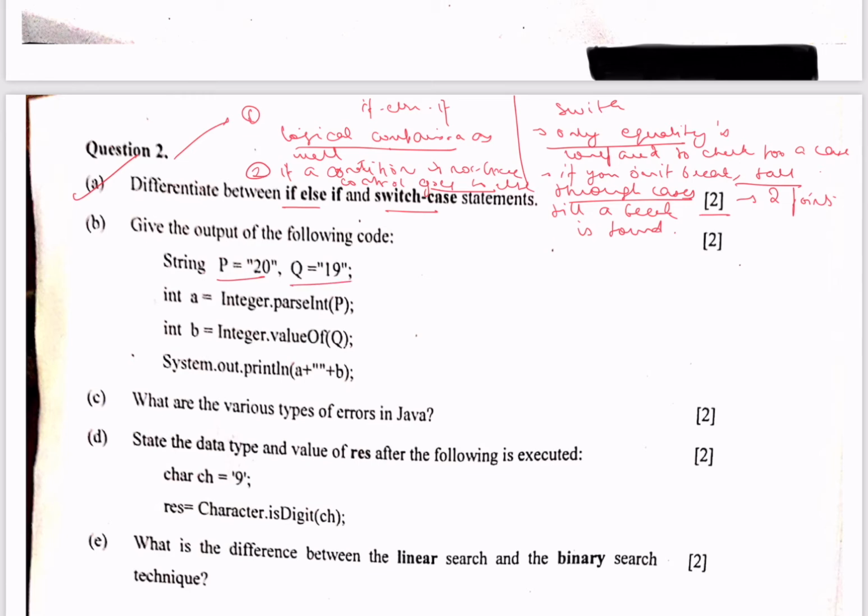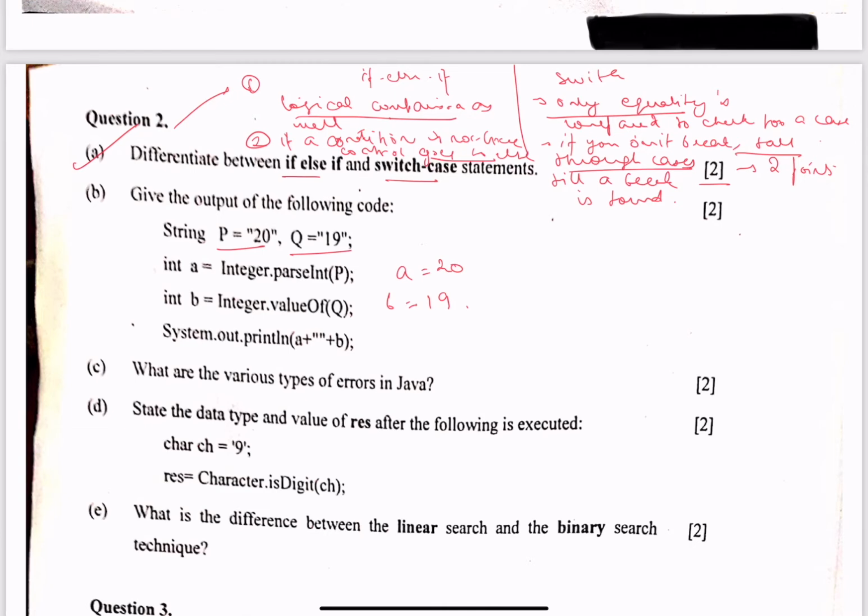Moving on to part B, it says String p is equal to 20, q is equal to 19, a is equal to Integer.parseInt of p, so a becomes 20. No error because p is a proper integer string. And b is equal to Integer.valueOf of q, again it becomes 19. So you can use either way to convert a string into the corresponding integer. So System.out.println, the output is 2019 without any space, and you can write it with a change in line.